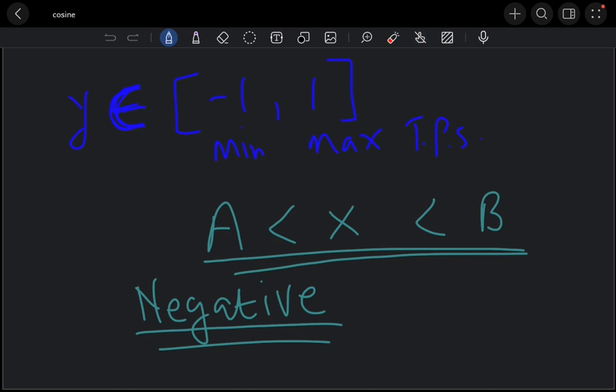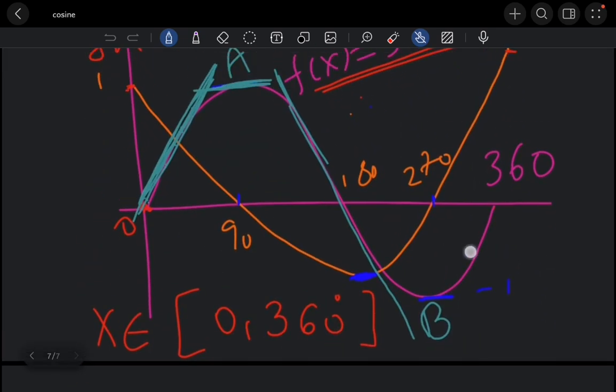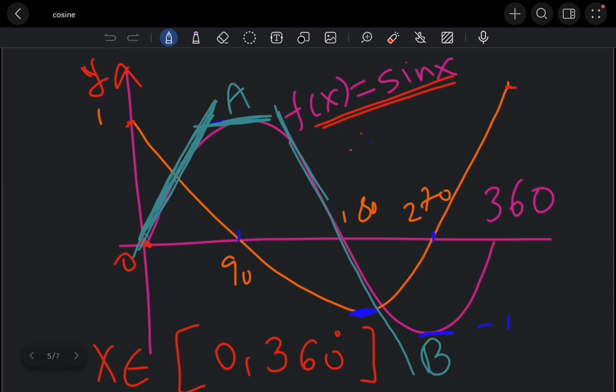And if they ask you to give them the domain in which this function is positive, you know this function is positive when it's concave up. So if you check at this point, it's sloping upwards, so it's positive. This is positive. This is positive. This is negative. Okay. So if they ask you to give them the domain in which this function is positive, you're going to give them from 0 to A, and from B to 360.